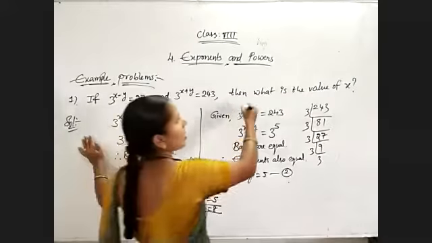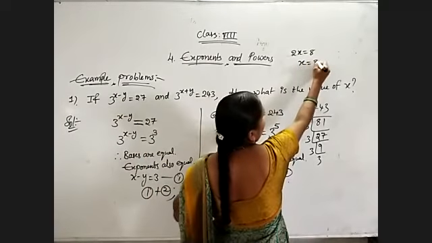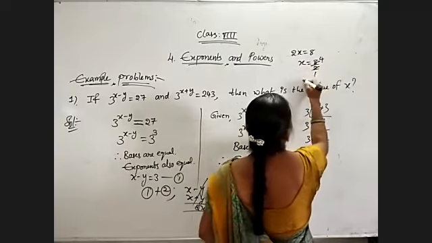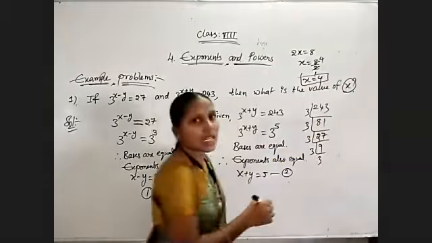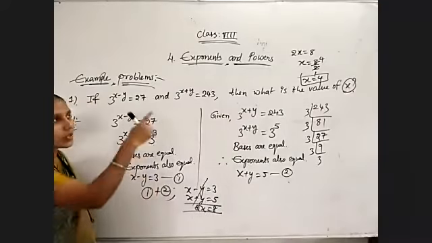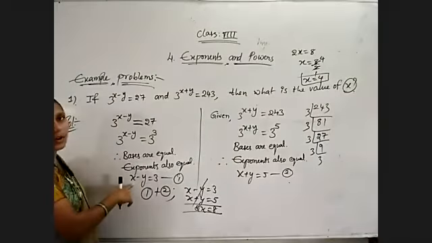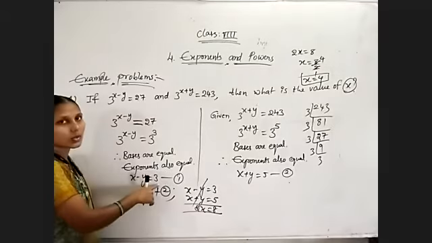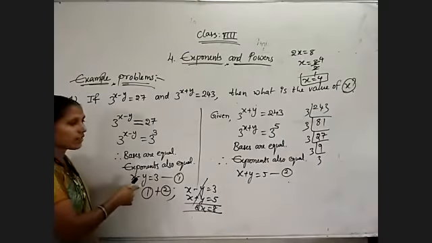So finally I got 2x is equal to 8. Then x will be equal to 8 by 2. 2 4s are 8. So x is equal to 4. They are asking to find out only x. If they are asking to find out y, substitute the x value in any one of the equations. Now x equal to 4, then 4 minus y equal to 3. 4 minus 3 is equal to plus y. That is, y value will be 1.